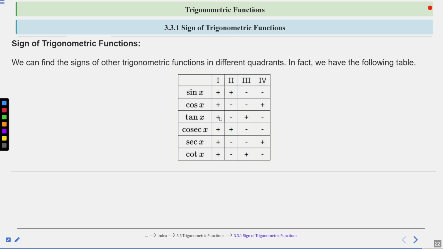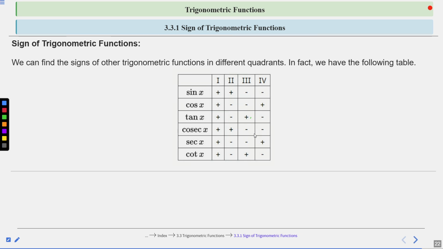In the first quadrant, tan x is positive. In the second quadrant, tan x is negative. In the third quadrant, tan x is positive. In the fourth quadrant, tan x is negative. Cosec x in the first quadrant is positive. Second quadrant, cosec x is positive. Third quadrant, cosec x is negative. And in the fourth quadrant, cosec x is negative, right?